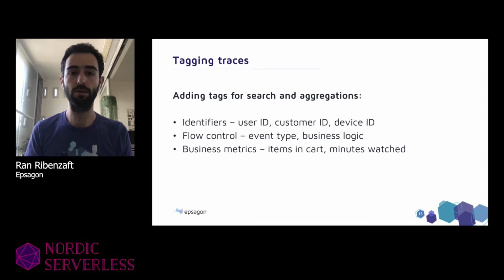Also add some flow control tagging, like what's the event type that I'm handling, what's the business logic that we're doing right now. This, for example, will let you plot a chart of how many times I'm doing this kind of event and how long on average it takes. And also business metrics, just as we spoke about in metrics, like items in carts, minutes you watched. These things will help you to further investigate what's going on and analyze things that are happening in your application.